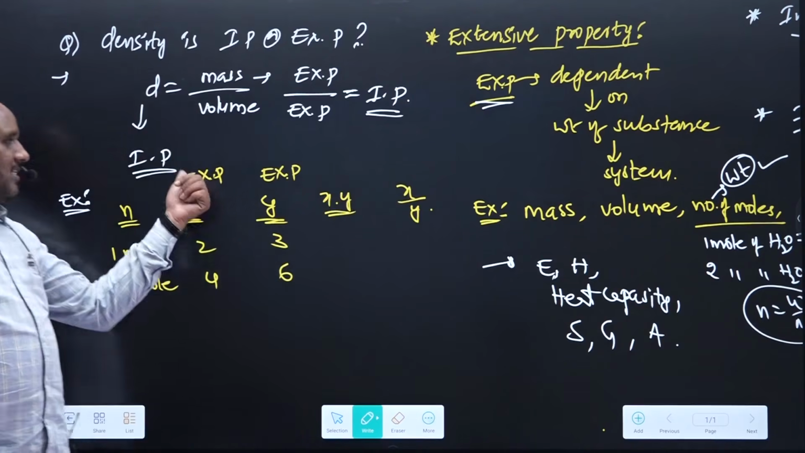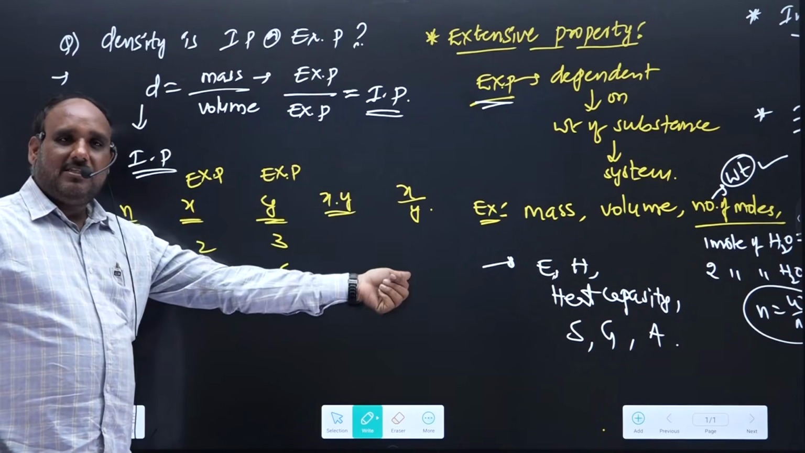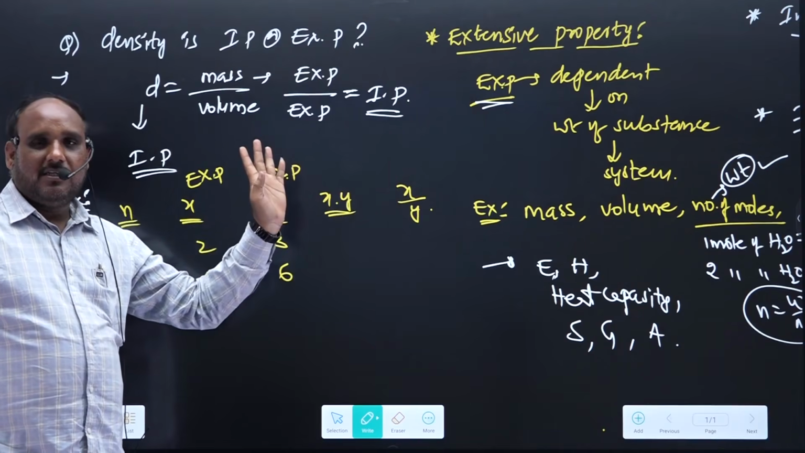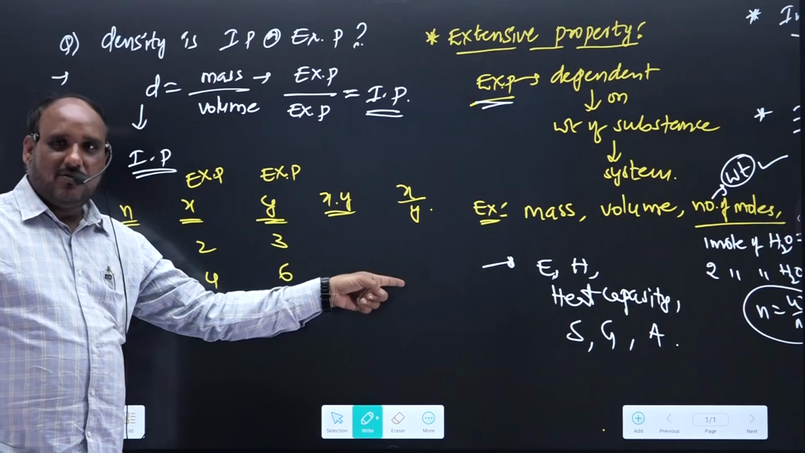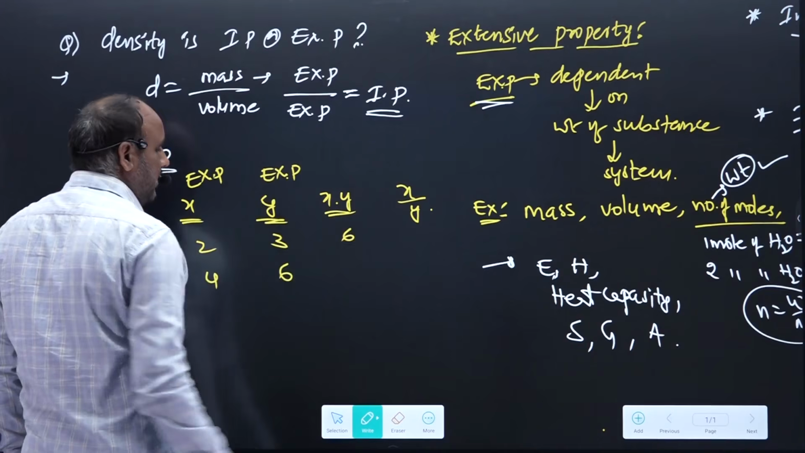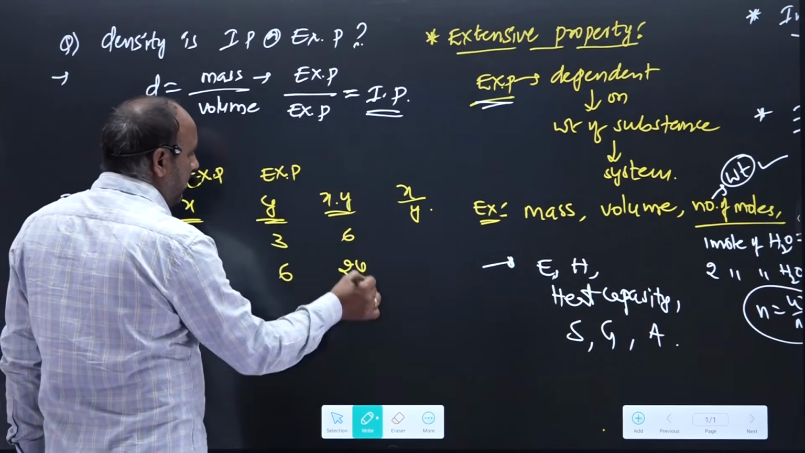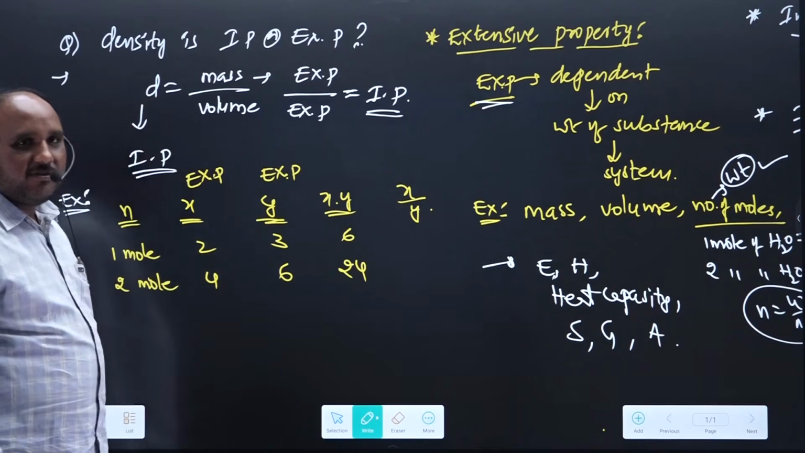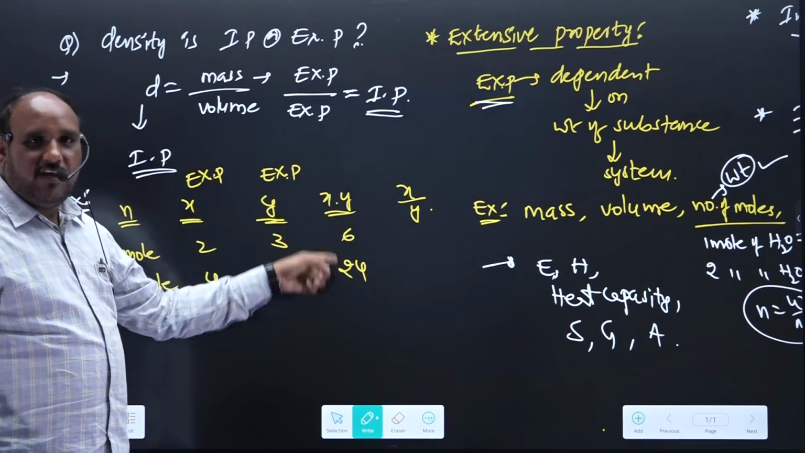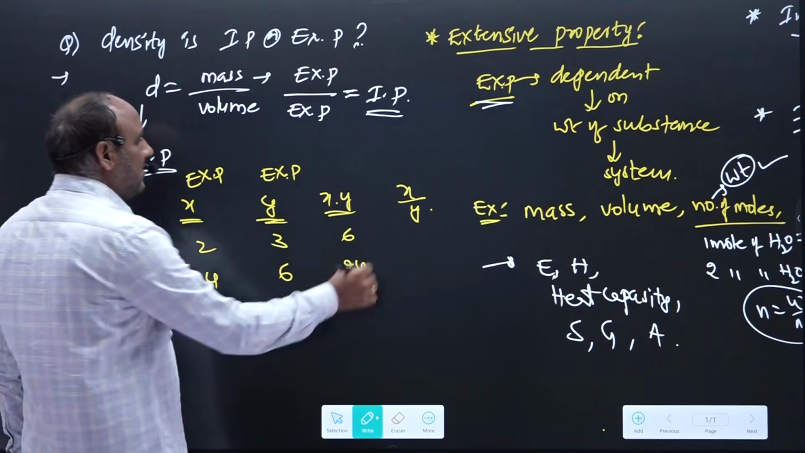X into Y means extensive property into extensive property. X by Y means extensive property by extensive property. Extensive by extensive only. We'll see. X into Y, 2 into 3 means 6. 4 into 6 means how much? 24, right? X into Y, same value or different values are we getting? Different values.